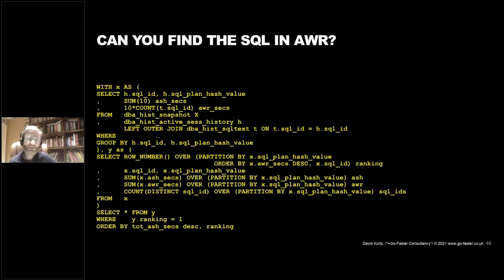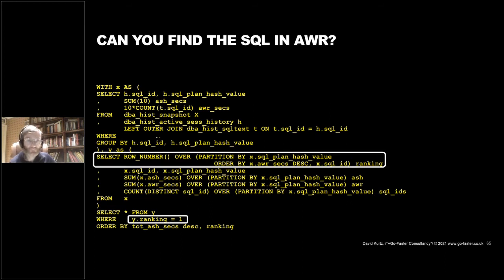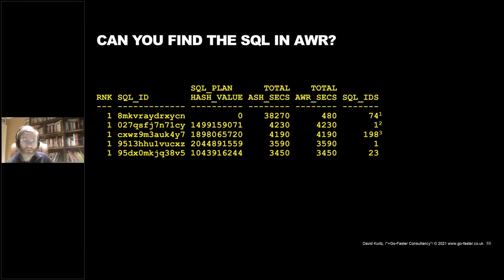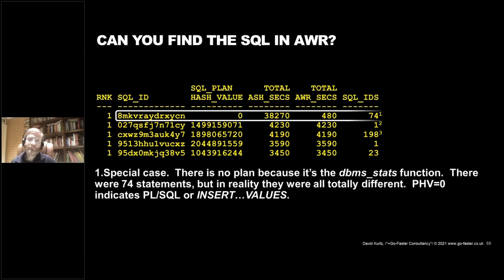If I can find the SQL ID, if it's not null. And then I can use a bit of an analytic function, and I can say, for each plan hash value, which SQL ID consumed the most time. And I get a profile like this. I get a profile by plan hash value, and now this is the SQL ID which burnt the most time. And if I've got AWR seconds, I know I've got a SQL statement that I can look up in AWR.